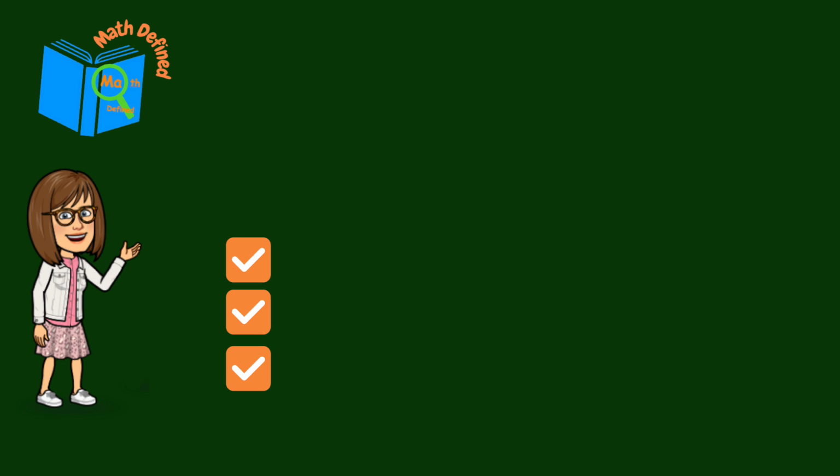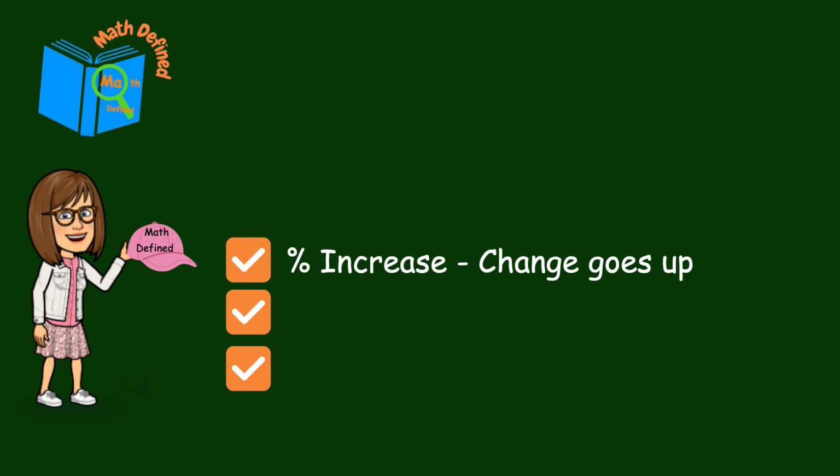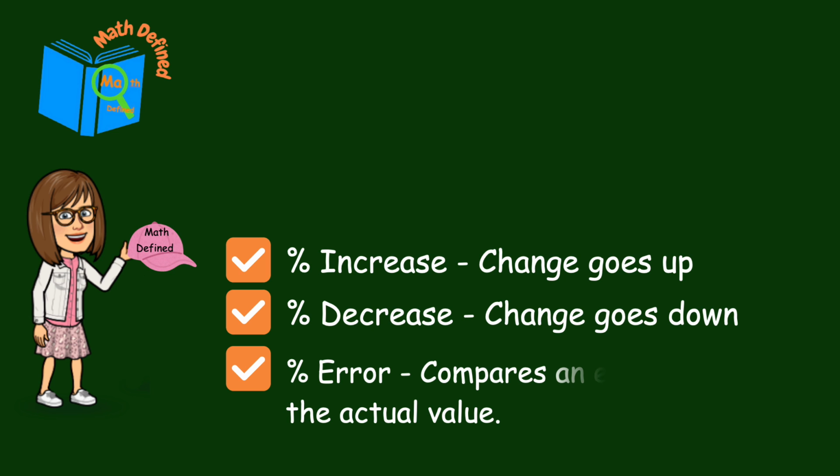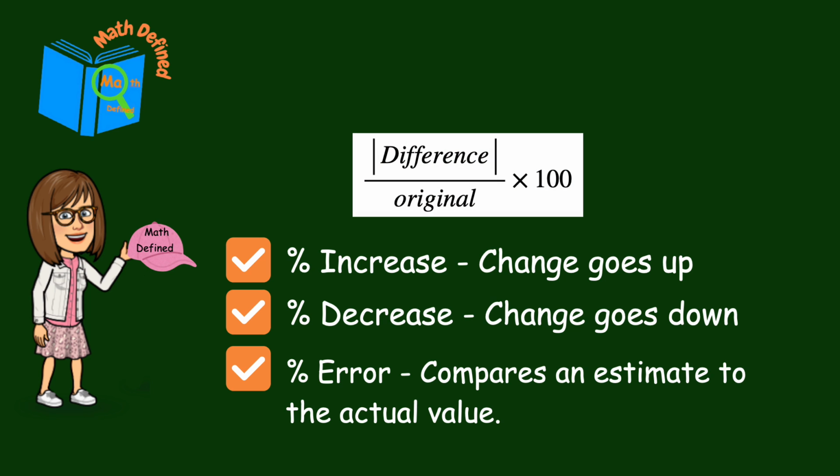Let's do a quick recap of what we learned today. Percent increase, use it when a number goes up, like more views or higher prices. Percent decrease, use it when a number goes down, like a sale or a drop in test scores. Percent error, use it when comparing a guess or estimate to the actual value. And remember, all of these follow a simple pattern. If you can find the difference, divide, and multiply by 100, you've got this.